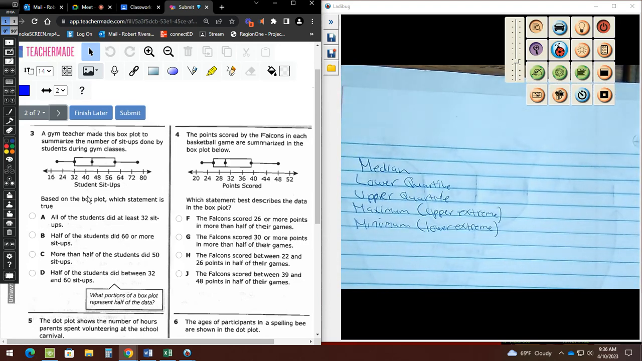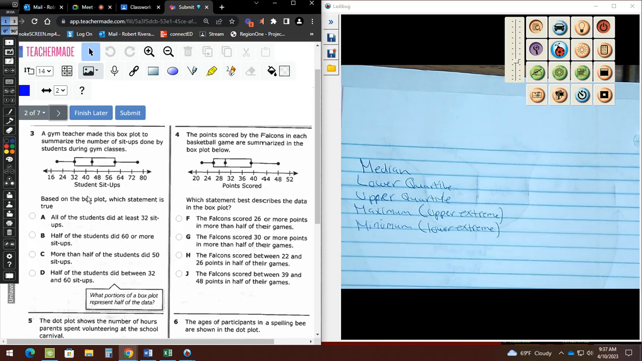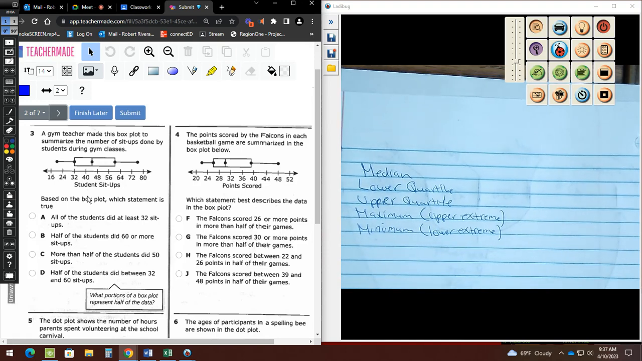Questions? As soon as I get a box plot, I'm gonna write these words: median, lower quartile, upper quartile, maximum, minimum, upper extreme, lower extreme. Questions? Now, why do I write that? Because those things I can pull out of the data. Let's start with the median. Again, tell me when to stop. We just talked about this.